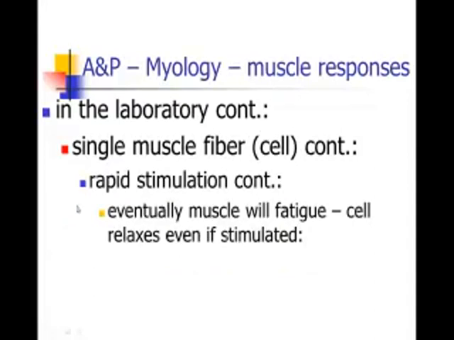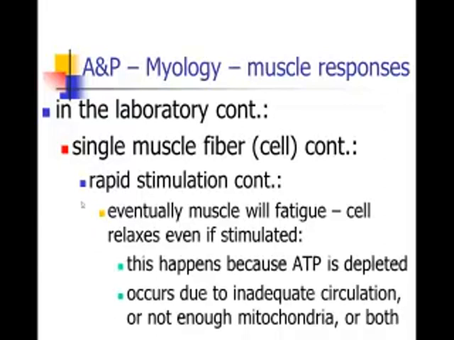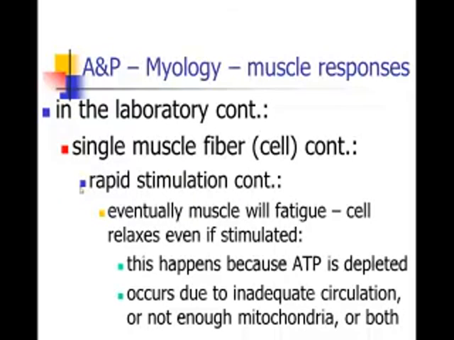Eventually, if you have a muscle go into tetany, it will fatigue. And at that point, the cell's going to relax, even if it's stimulated. You can't continue to go once the muscle is fatigued. And the things that cause fatigue is that all the ATP gets used up. Could be because of inadequate circulation. Or you don't have enough mitochondria to support the amount of effort you want, or both.